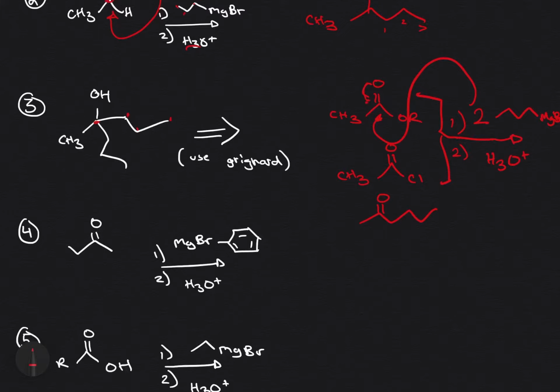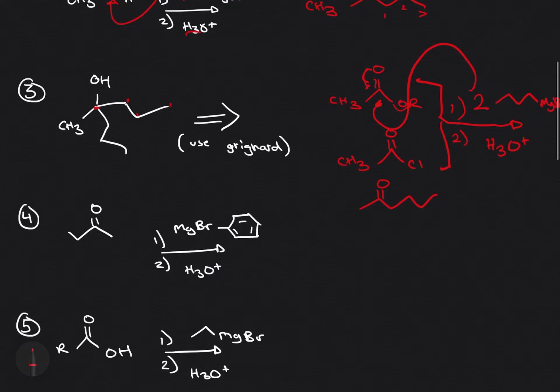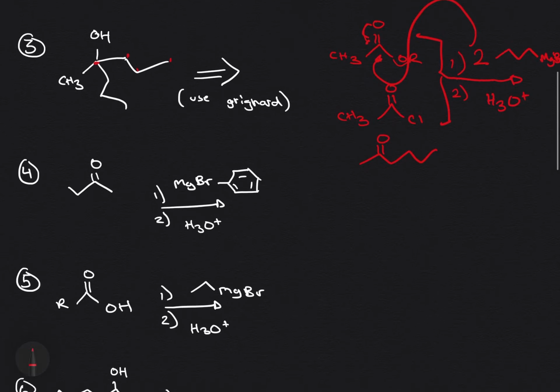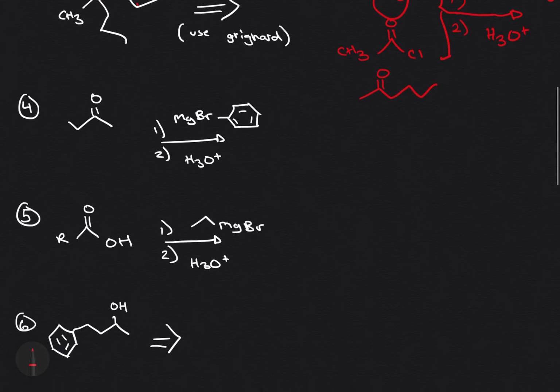This is going to kick off. This would reform. The ester would leave. You would have a ketone intermediate after adding the first Grignard. And the second one is what gets you this final product here. So hopefully you can see how that's similar. Let's take a look at this next one.